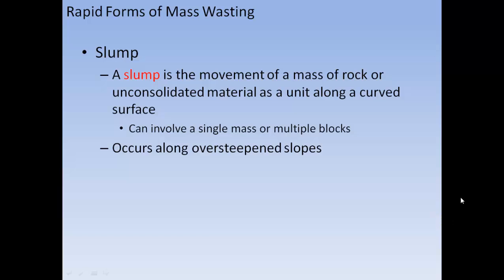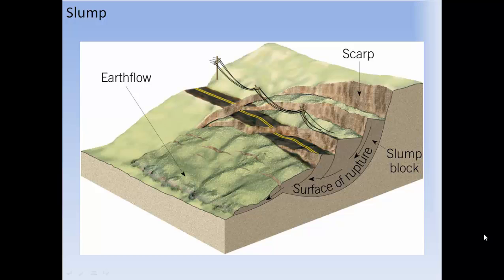A slump is the movement of massive rock or unconsolidated material as a unit along a curved surface. It can involve a single mass or multiple blocks. It occurs along oversteepened slopes. So here the slope's been oversteepened, and the material just slumps down in multiple blocks, and here's an earth flow at the base.